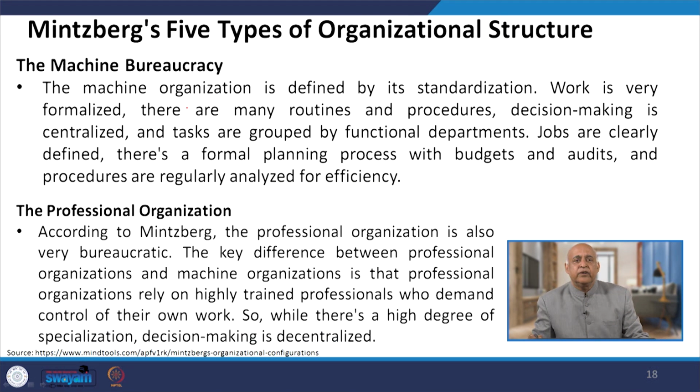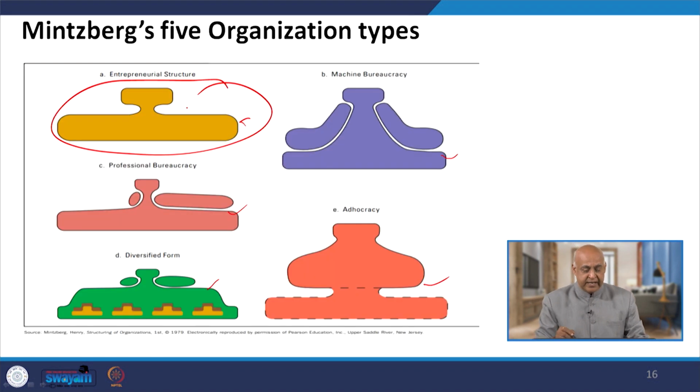When we talk about the machine bureaucracy, the machine organization is defined by standardization. Work is very formalized, there are many routines and procedures, and decision making is centralized. Tasks are grouped by functional departments, jobs are closely defined, and there is a formal planning process with budgets, and audits and procedures are regularly analyzed. Top efficiency is there, and that is the machine bureaucracy.